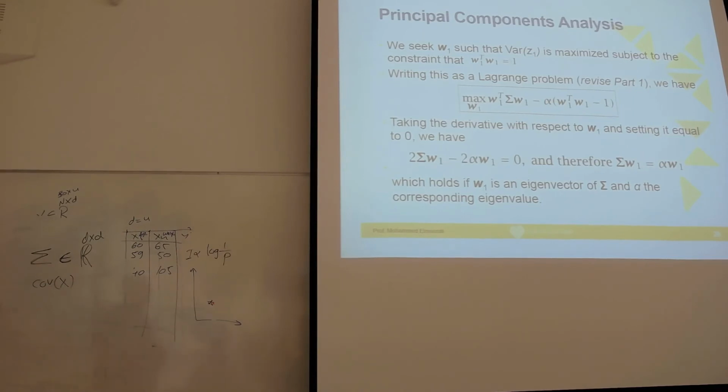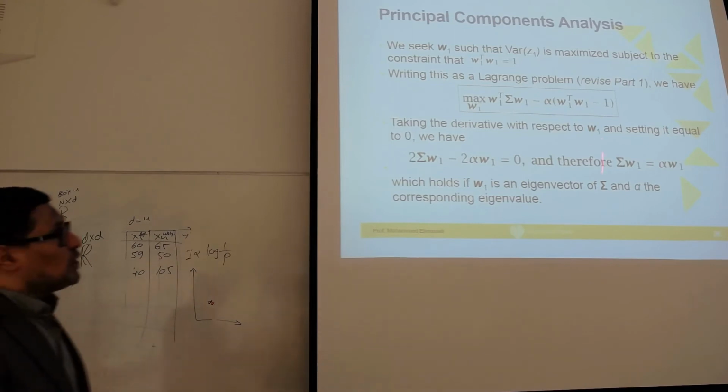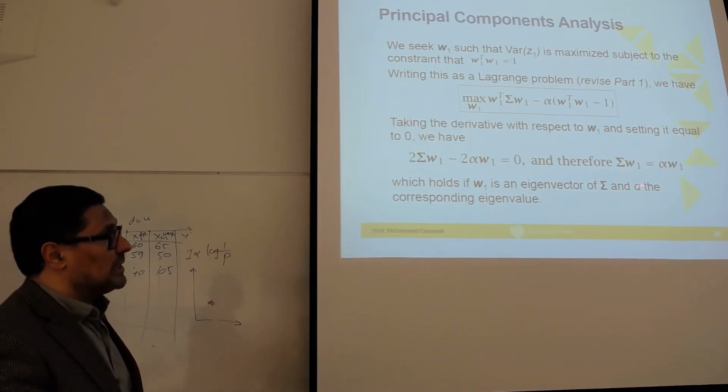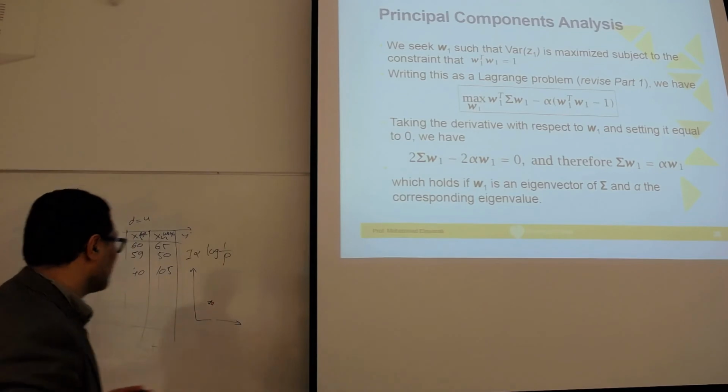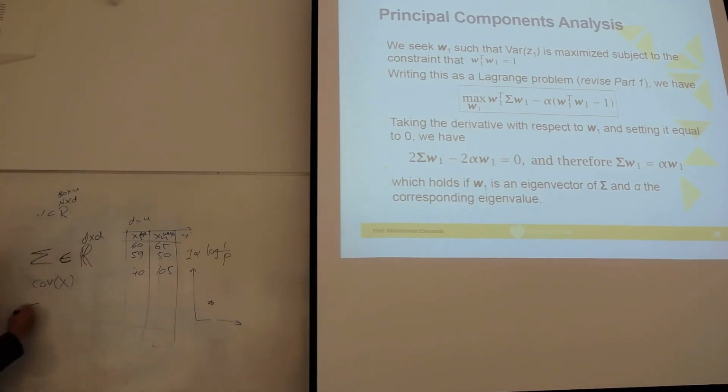If we look at this relation, the matrix Z times vector W1 gives some scalar times W1. The dimension of Z is d by d and the dimension of W1 is d by 1, so the result will be d by 1. Alpha is a scalar, 1 by 1, and W1 is also d by 1.